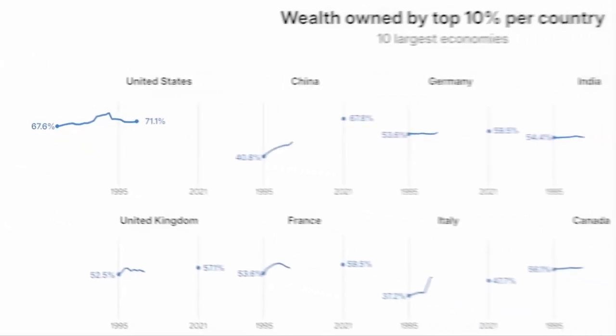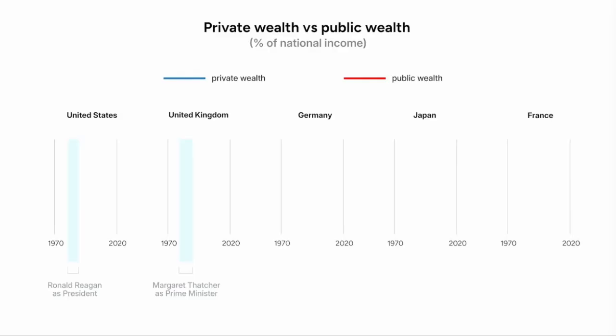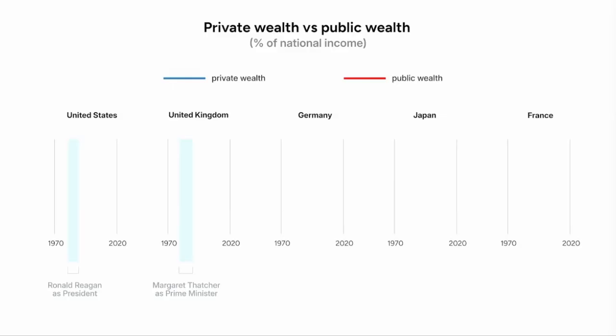The World Inequality Report argues that this was not inevitable, but a political choice. They argue that in the 80s, leaders like Ronald Reagan and Margaret Thatcher pushed a series of policies that made private wealth go up and public wealth go down. So their argument here is that if governments own less, then in theory they're less capable of tackling inequality.